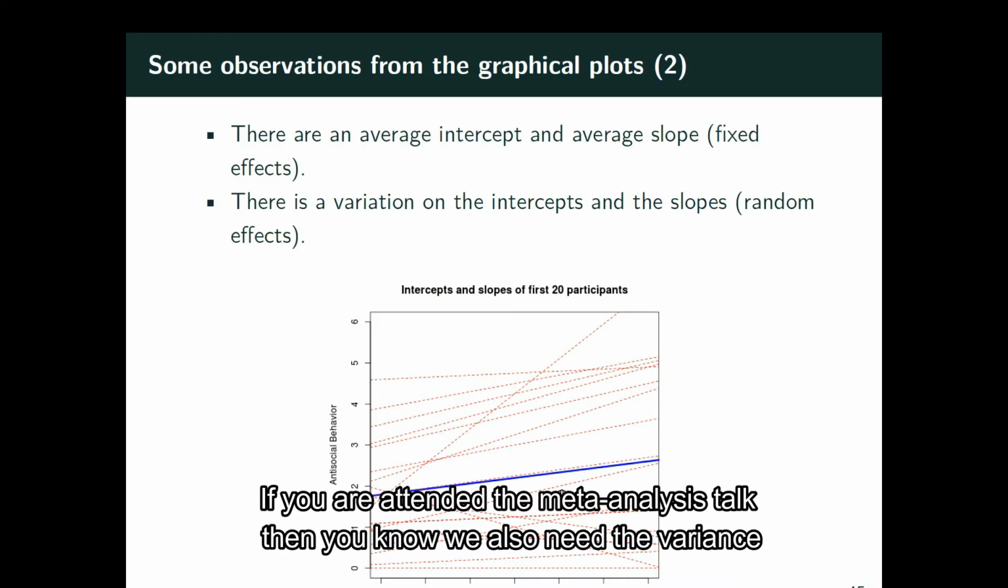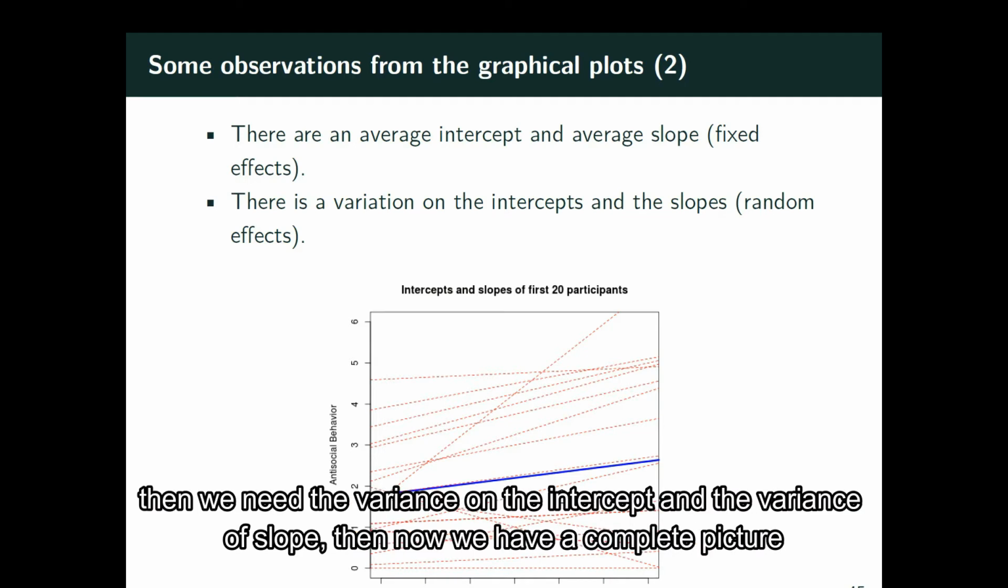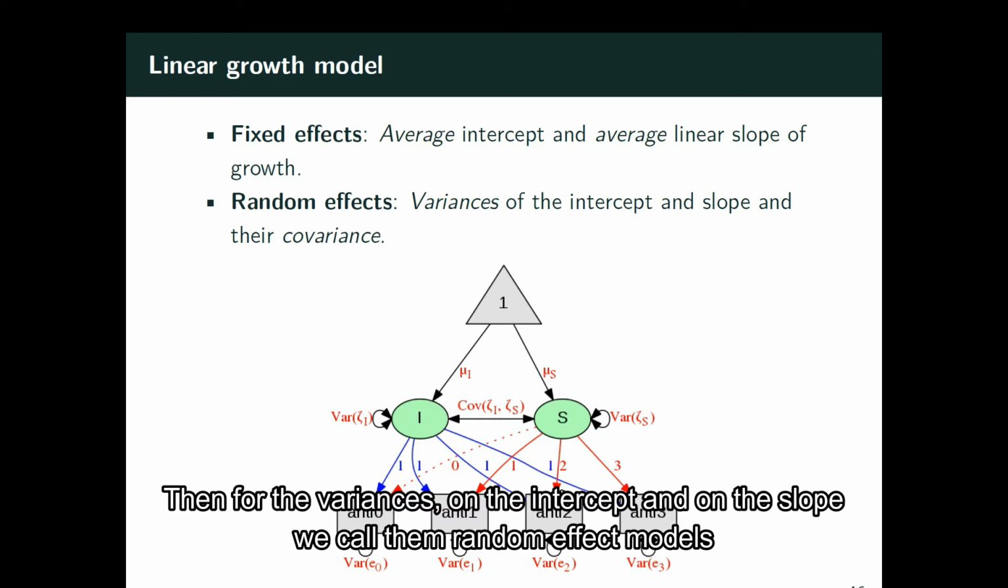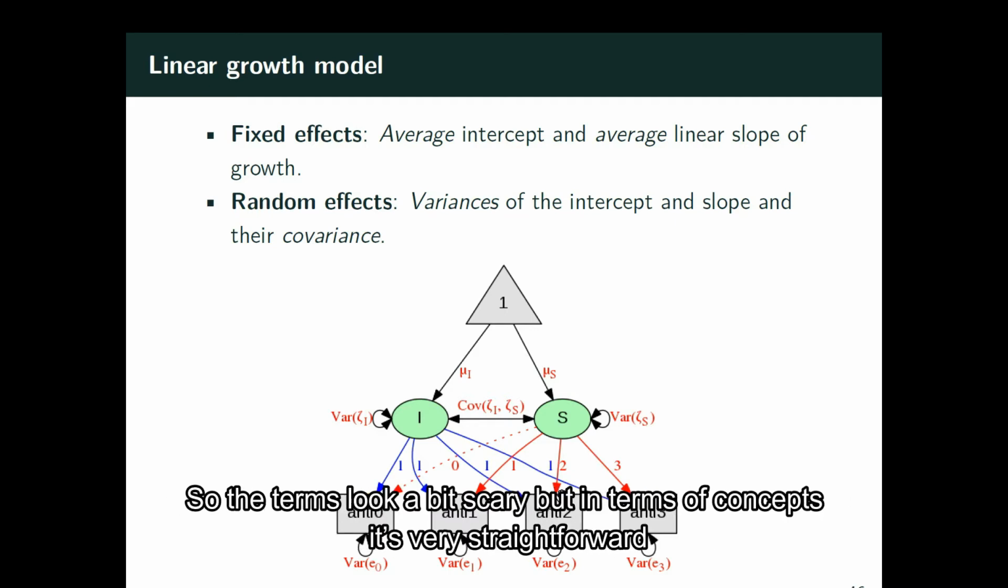If you have attended the meta-analysis talk, then you know we also need the variance. So we need the variance of the intercept and the variance of the slope. Then now we have a complete picture. The mean, or the average intercept and average slope, we call fixed effects. The variances of the intercept and of the slope, we call random effects. The terms look a bit scary, but in terms of concept, it's very straightforward.